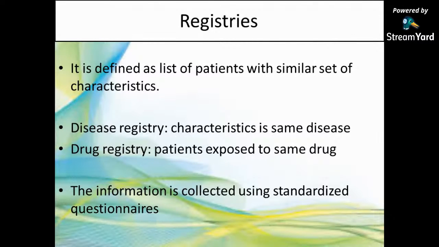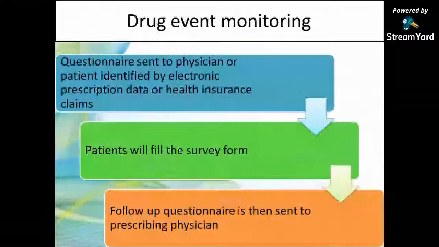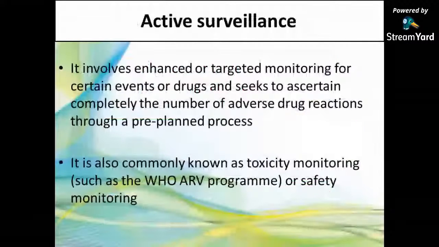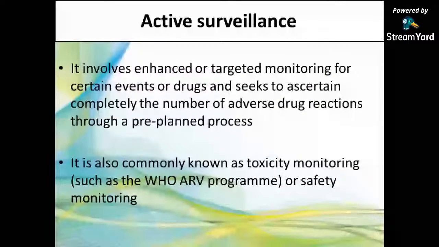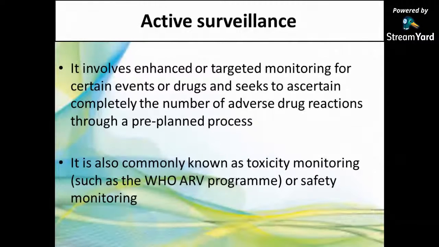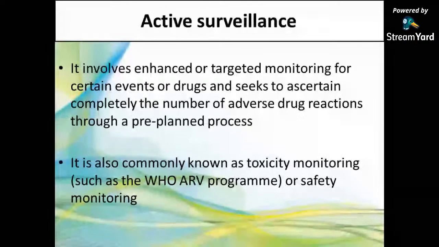So there are three types, or you can say three methods, of active surveillance: sentinel sites, drug event monitoring, and last one, the registry. So if you see regarding active surveillance, it is a standardized process. You are asking for the information through the questionnaire form, so you are covering all the aspects of the cases. So it is a solicited, or you can say standardized, form of receiving the information, where there is a chance of getting the complete information.